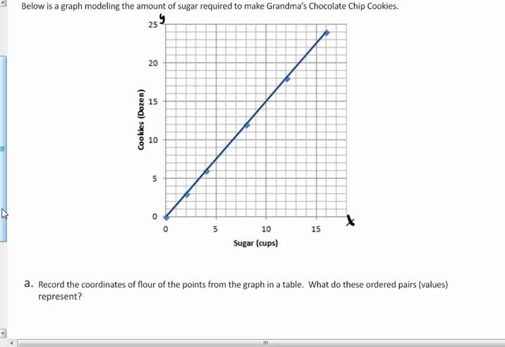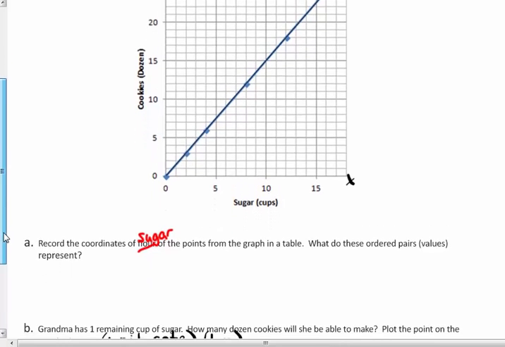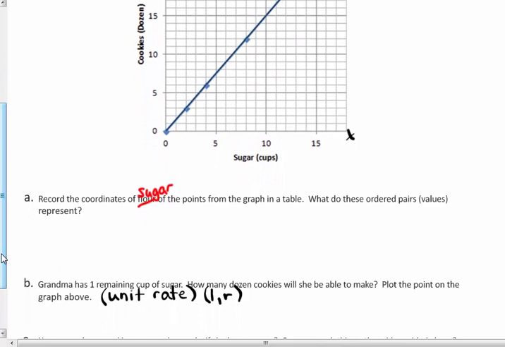Record the coordinates of flour? No, that's not right. Record the coordinates of sugar. Sugar, it's sugar. Whoops, little typo there, New York State. Record the coordinates of sugar of the points from the graph in a table.